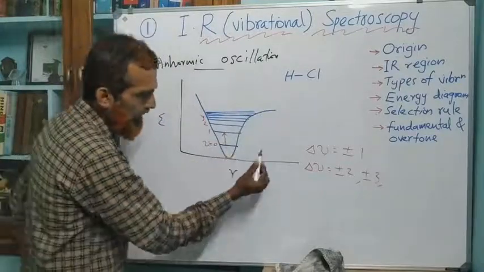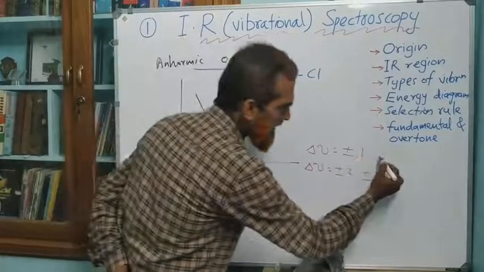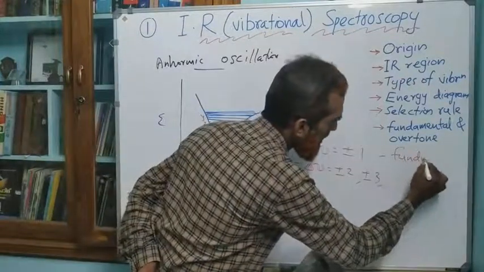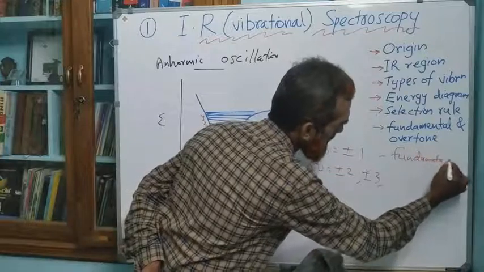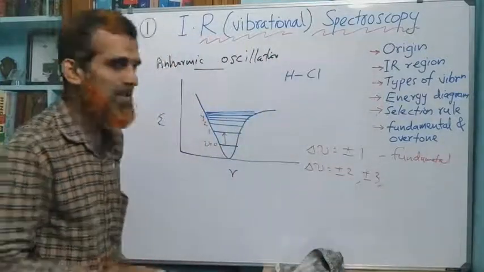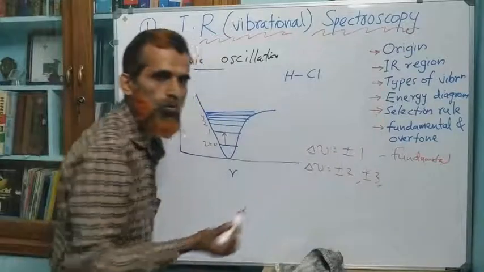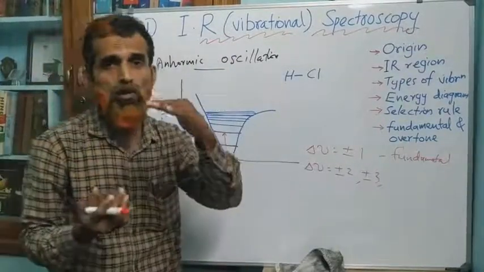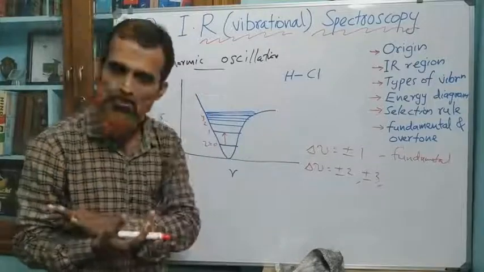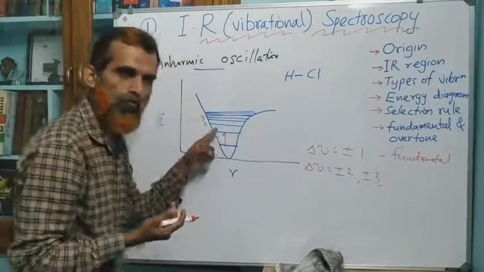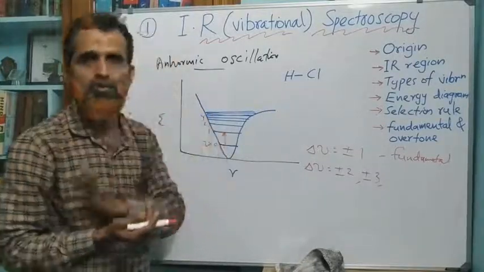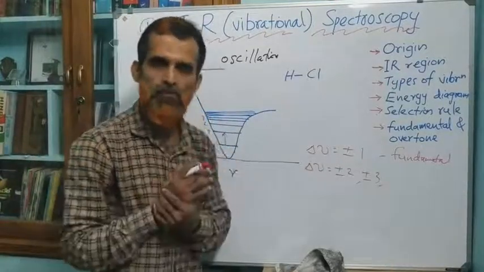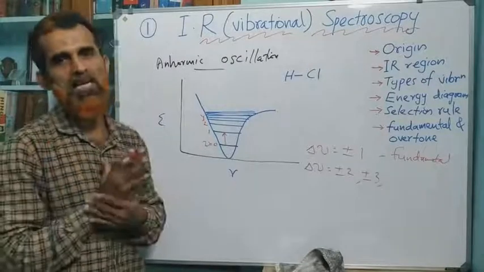So here, this transition now is called fundamental transition. What is a fundamental transition? Obeying this selection rule, delta nu equals plus or minus 1. The vibrational quantum number can change by 1 unit. From nu equals 0, it can go to 1. From 1, it can go to 2. That is fundamental transition. And that is most intense, of course, which is the most likely transition.